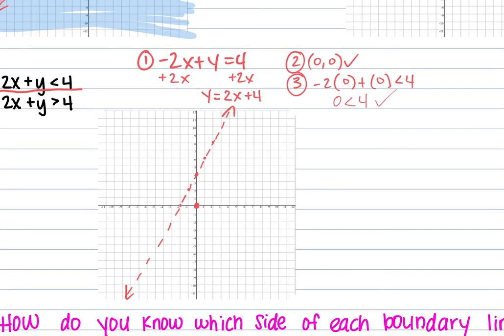And since it works, we need to shade the side that includes 0, 0. So we're going to shade the right-hand side. Do you guys see that? If it didn't work, which side would we shade? The other side, okay? The left-hand side. Because right now, every single point in the shaded region is part of our solution, okay? It works for the red inequality.